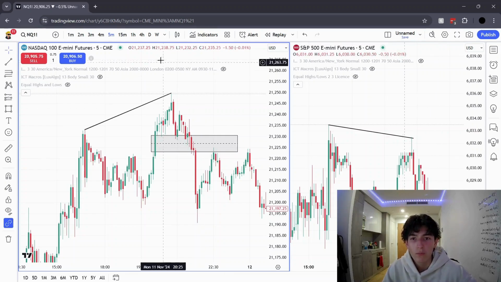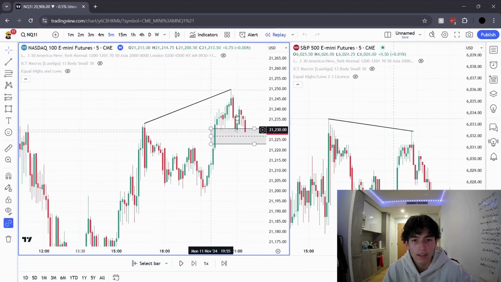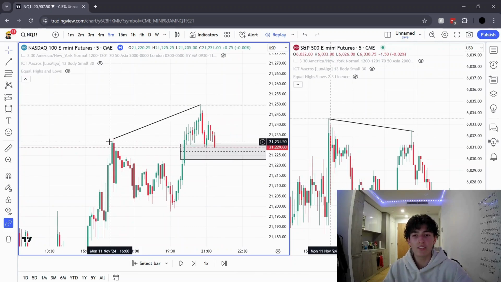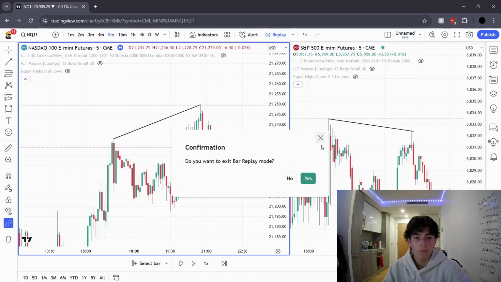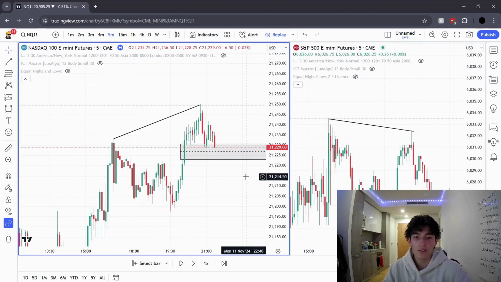Because before this, like at this point, I have no idea if the market's going to go down or not, right? Because an SMT is only valid once it gets confirmed by your strategy. So at this point, even if I see that NQ took out the high, but ES didn't, I have no idea that we're going to go down because I still haven't seen my strategy play out.